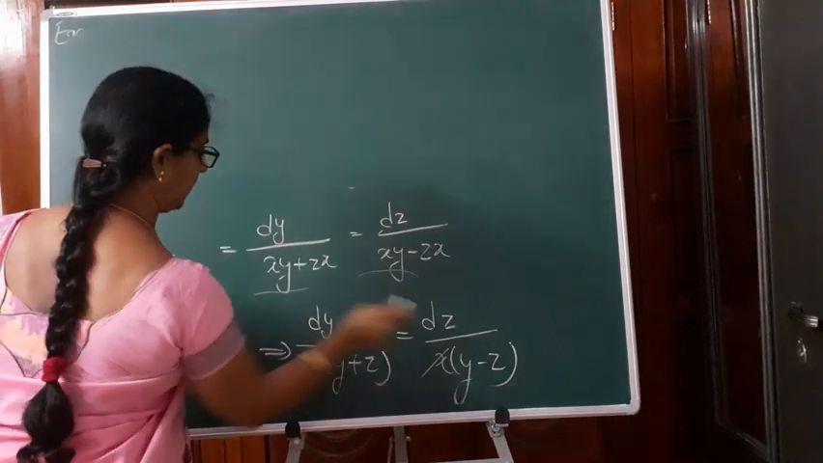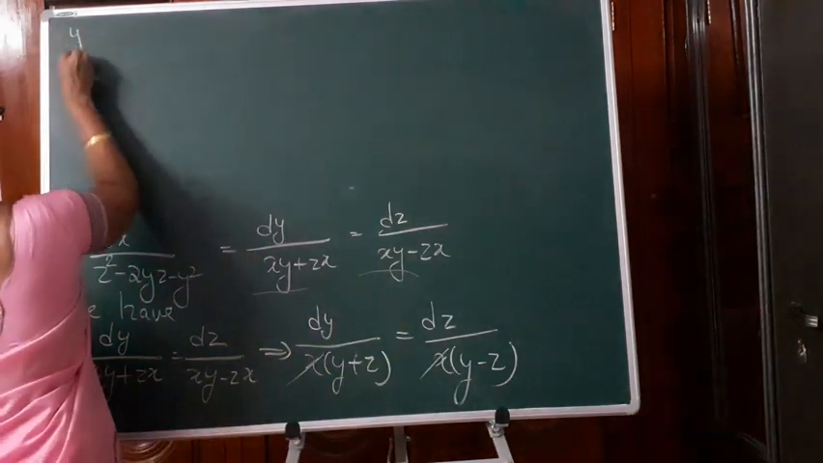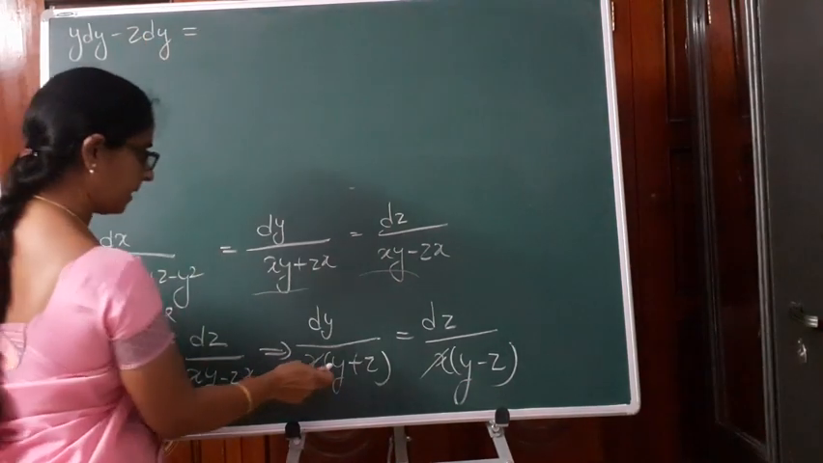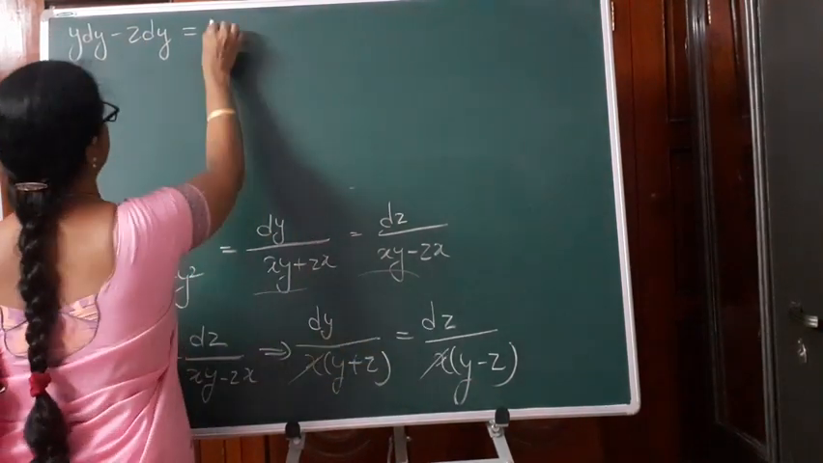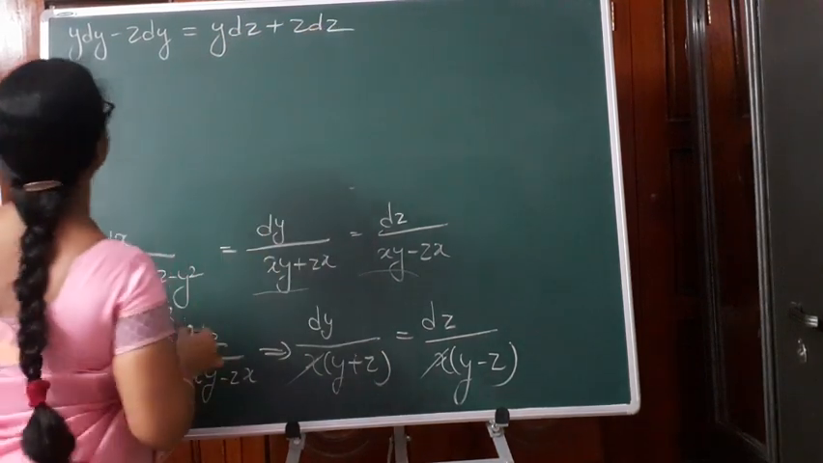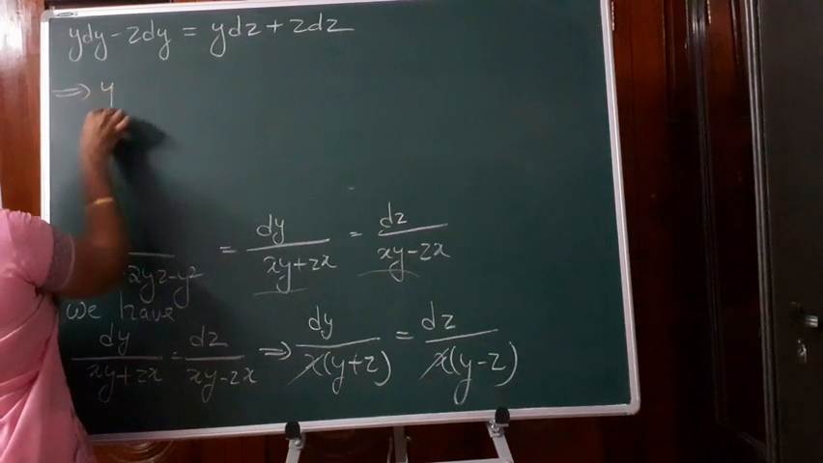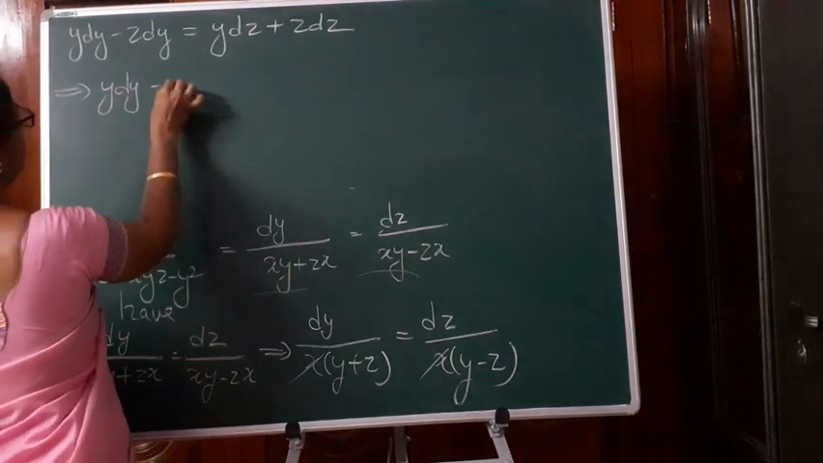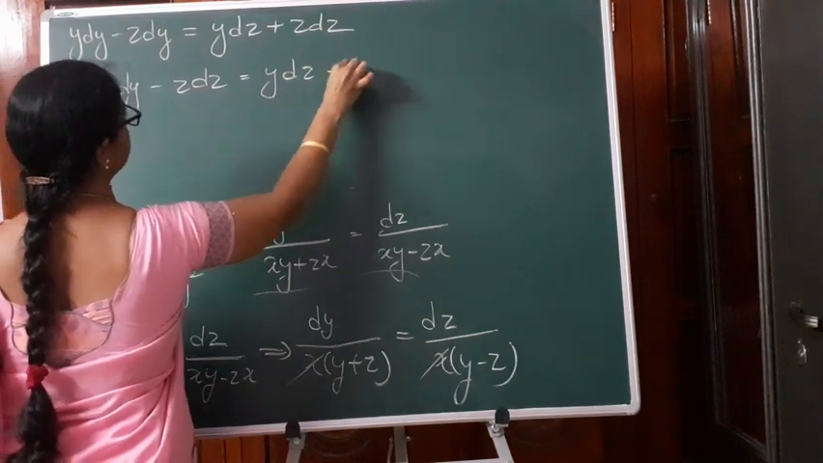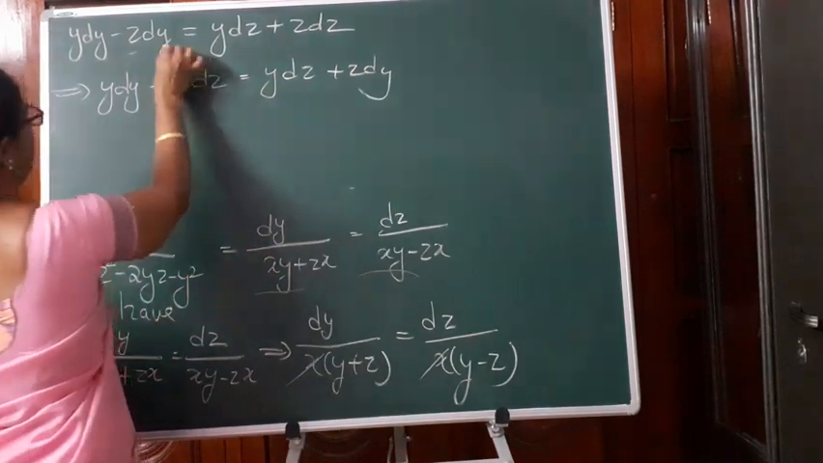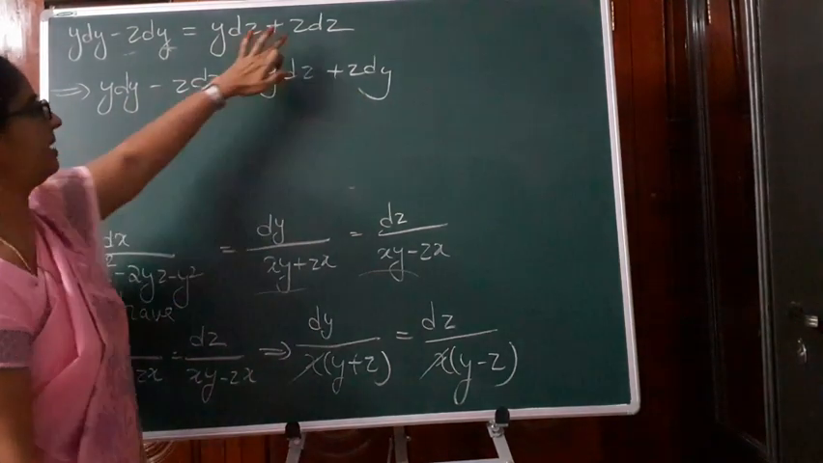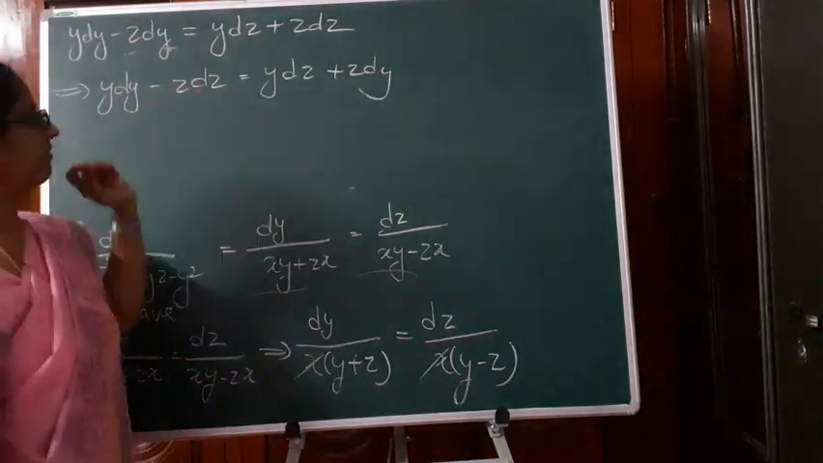y dy minus z dy is equal to y dz plus z dz. This can be written as y dy minus z dz is equal to y dz plus z dy. This z dy on the left is taken to the right hand side as plus z dy, and this z dz is taken towards the left hand side.